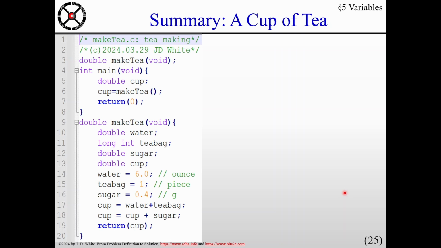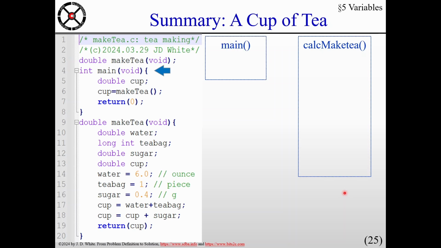Okay. This is making tea. We start off with a couple of comment lines. My thing is how to make tea. This is a program. So here's my function, help make tea, and I have a function main here. In main, I have a variable cup, and then I want to make tea. So I've got a variable cup here. I'm calling function make tea now.